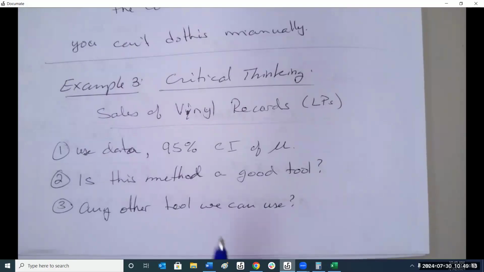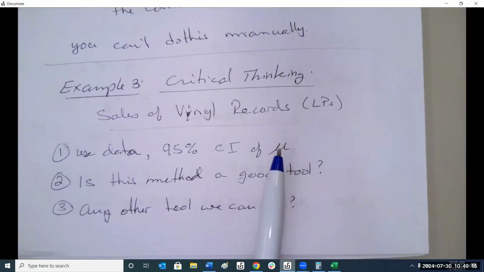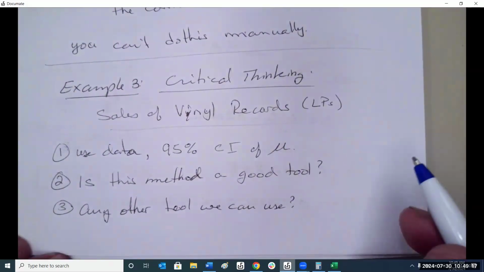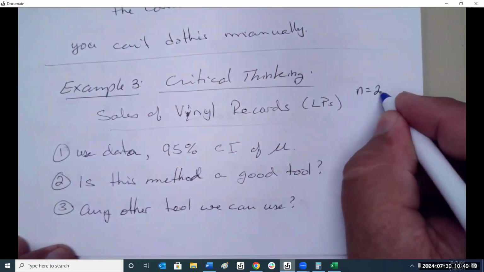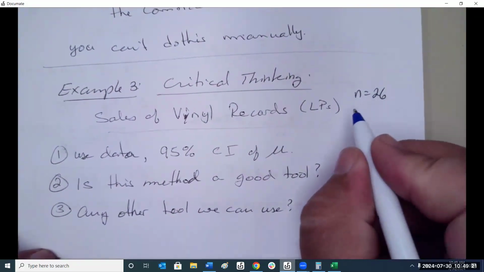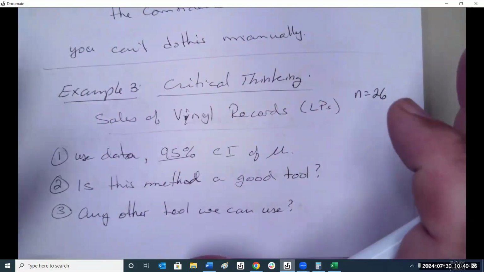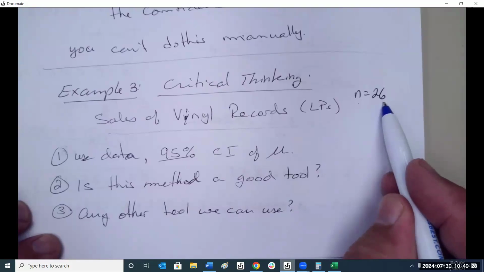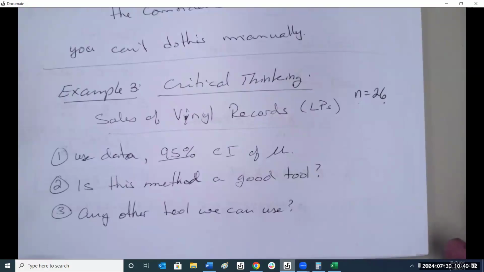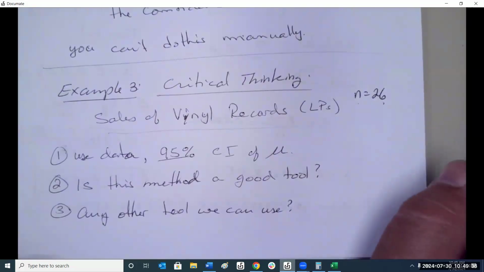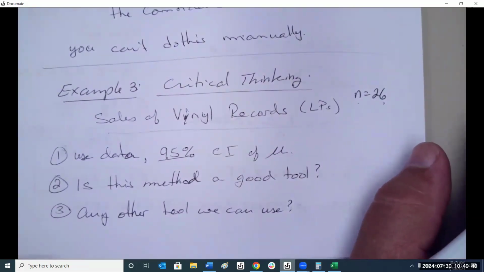Well, no, actually, from the information we have so far, we have our n equals 26. We went with 95%, so we can't tell from this. We know this n is less than 30, so we're assuming that it's a normally distributed curve. So now the question is, is it a one-tail or two-tail test?